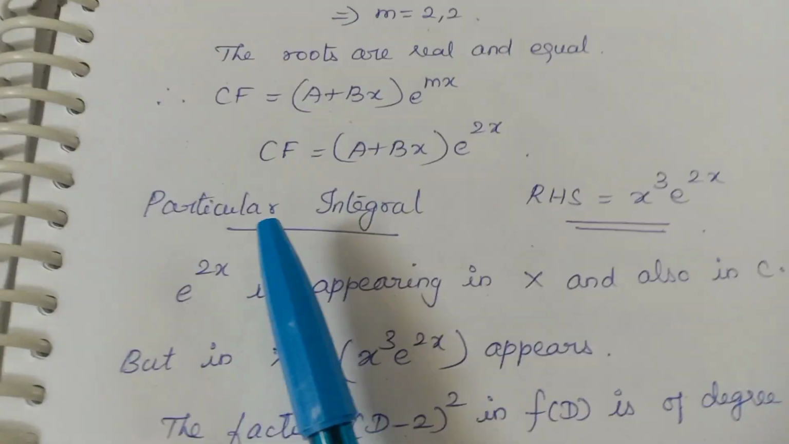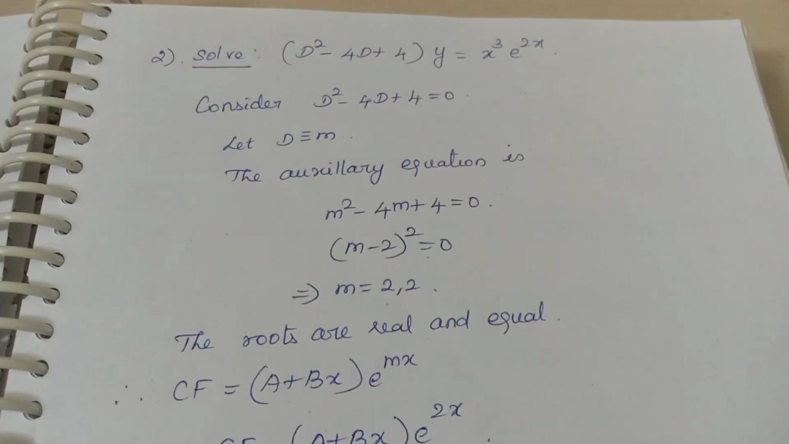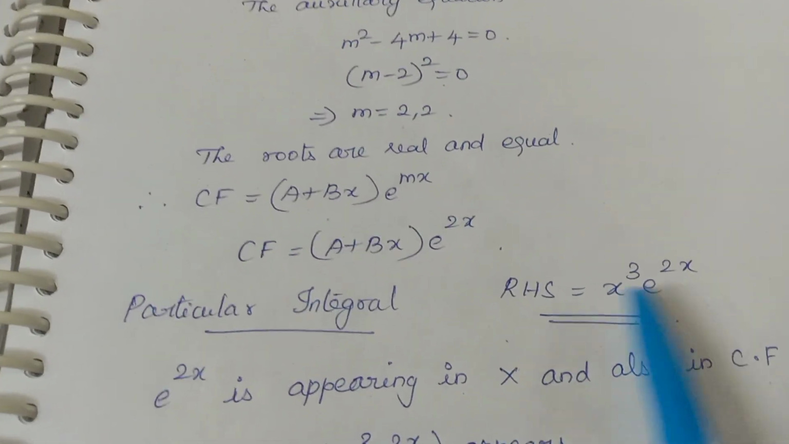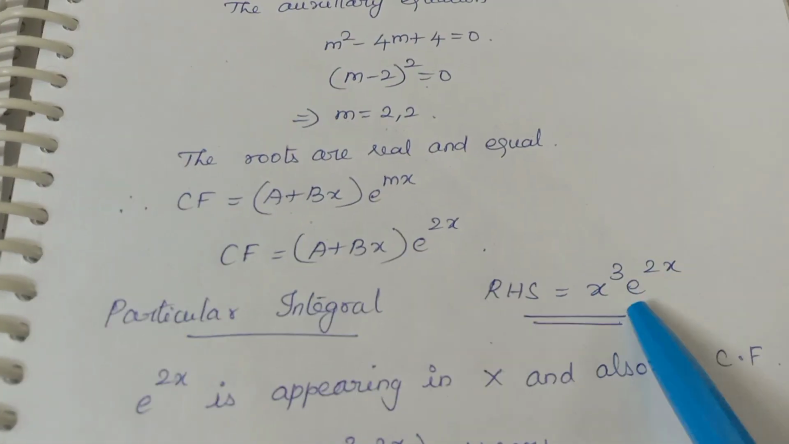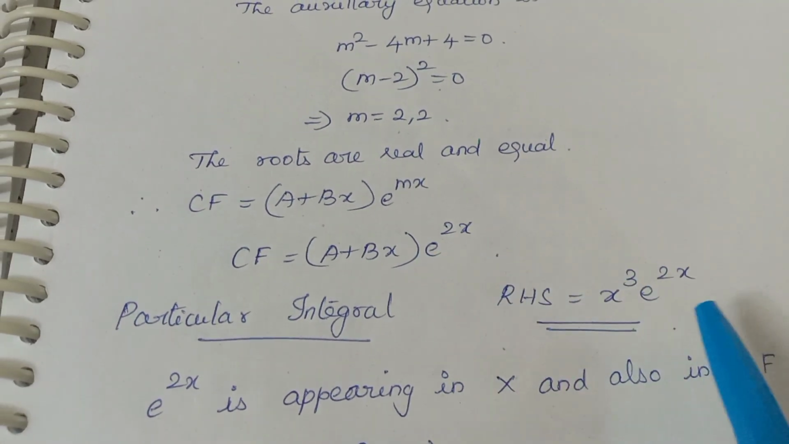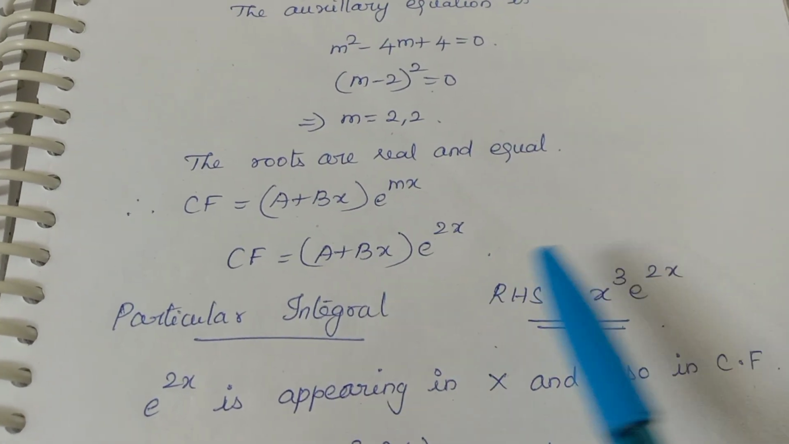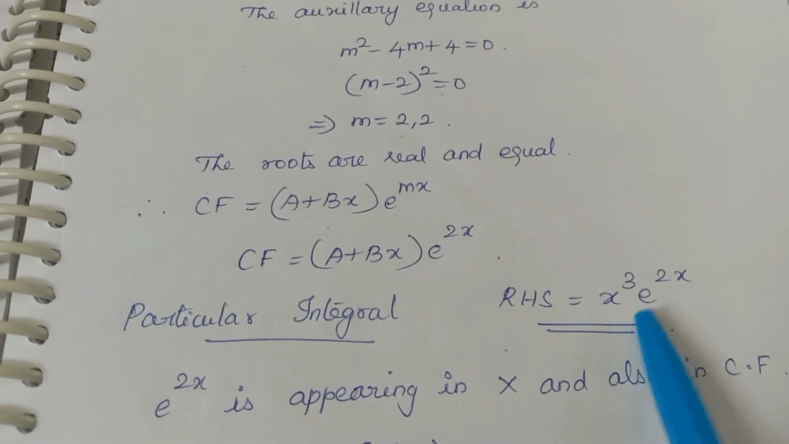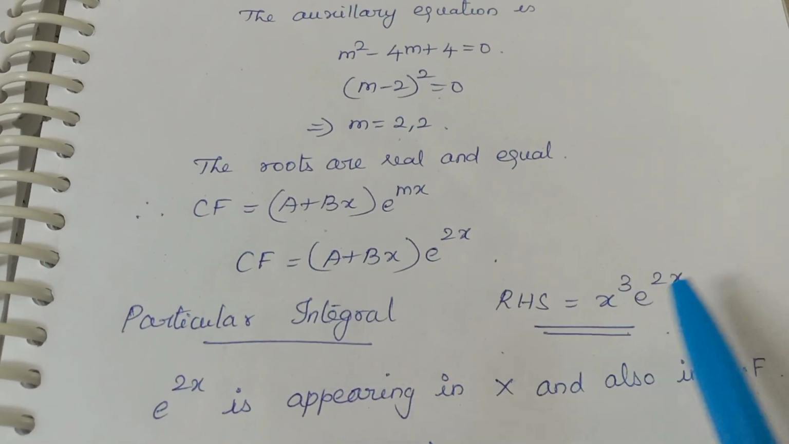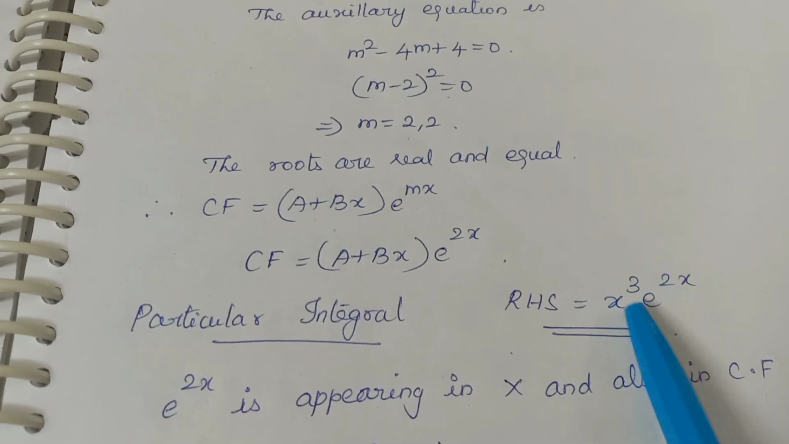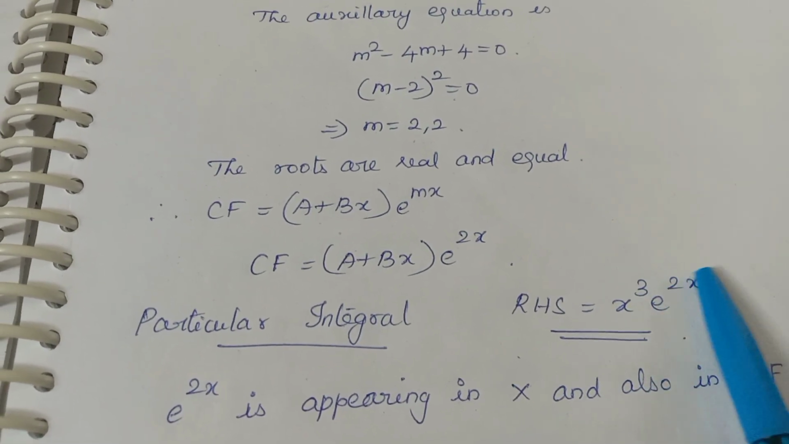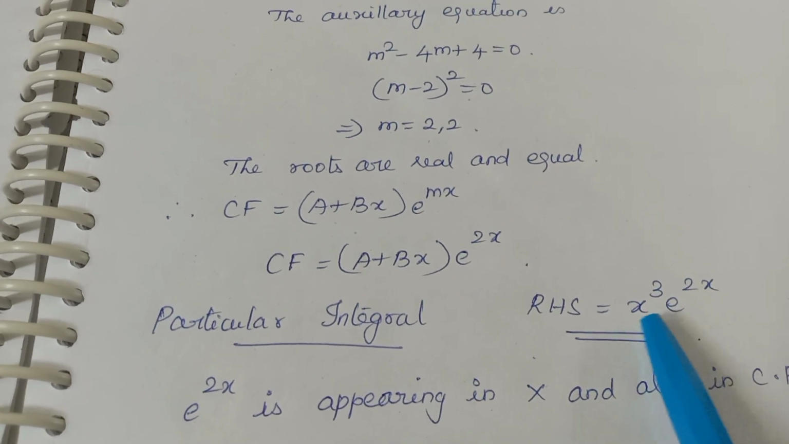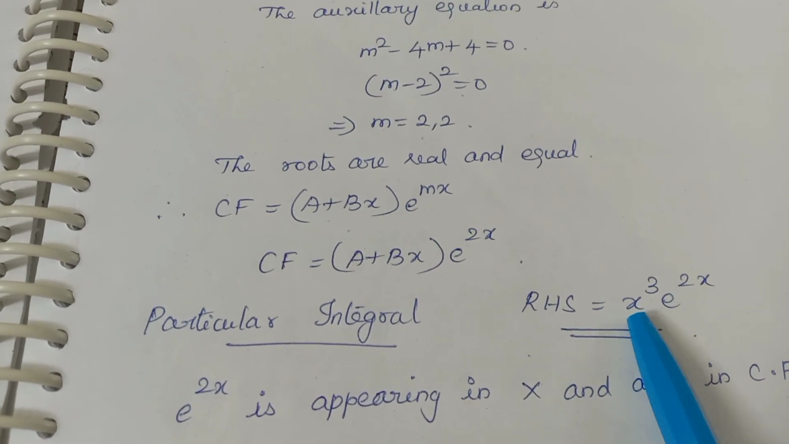Next, for finding the particular integral, here the right hand side is of the form what? X cube into e power 2x. Now, see, in the complementary function, this e power 2x is appearing, no? It is both in the right hand side and in the complementary function. But in the right hand side, it is not appearing alone. If e power 2x is alone, then I have given the table values, but it is not appearing alone. It is appearing along with x power 3.